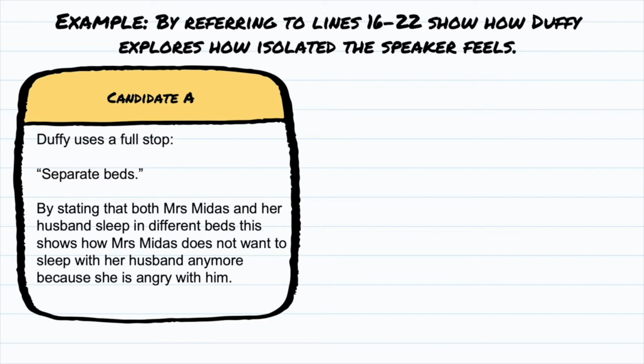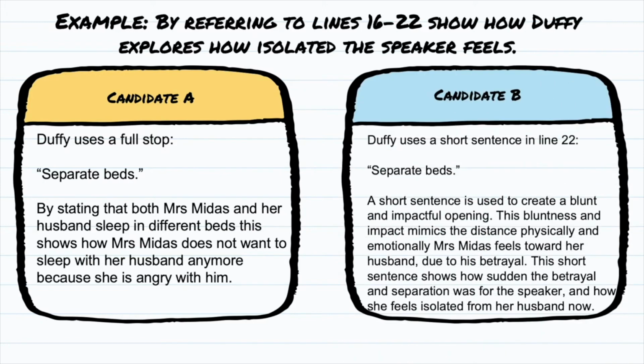Now, before we delve into why this answer may not be the full expectation that we would like to see in National 5 English, we're going to go through candidate B's answer and we can compare. So candidate B says, Duffy uses a short sentence in line 22, separate beds. They've used the same quote. Notice how they've highlighted the short sentence rather than the full stop. And you're going to see why in a second. So we know so far that there's a quote with an attempt at analysis. So candidate B is also going to receive 1 mark. They've also attempted to analyse. They've said a short sentence is used to create a blunt and impactful opening.